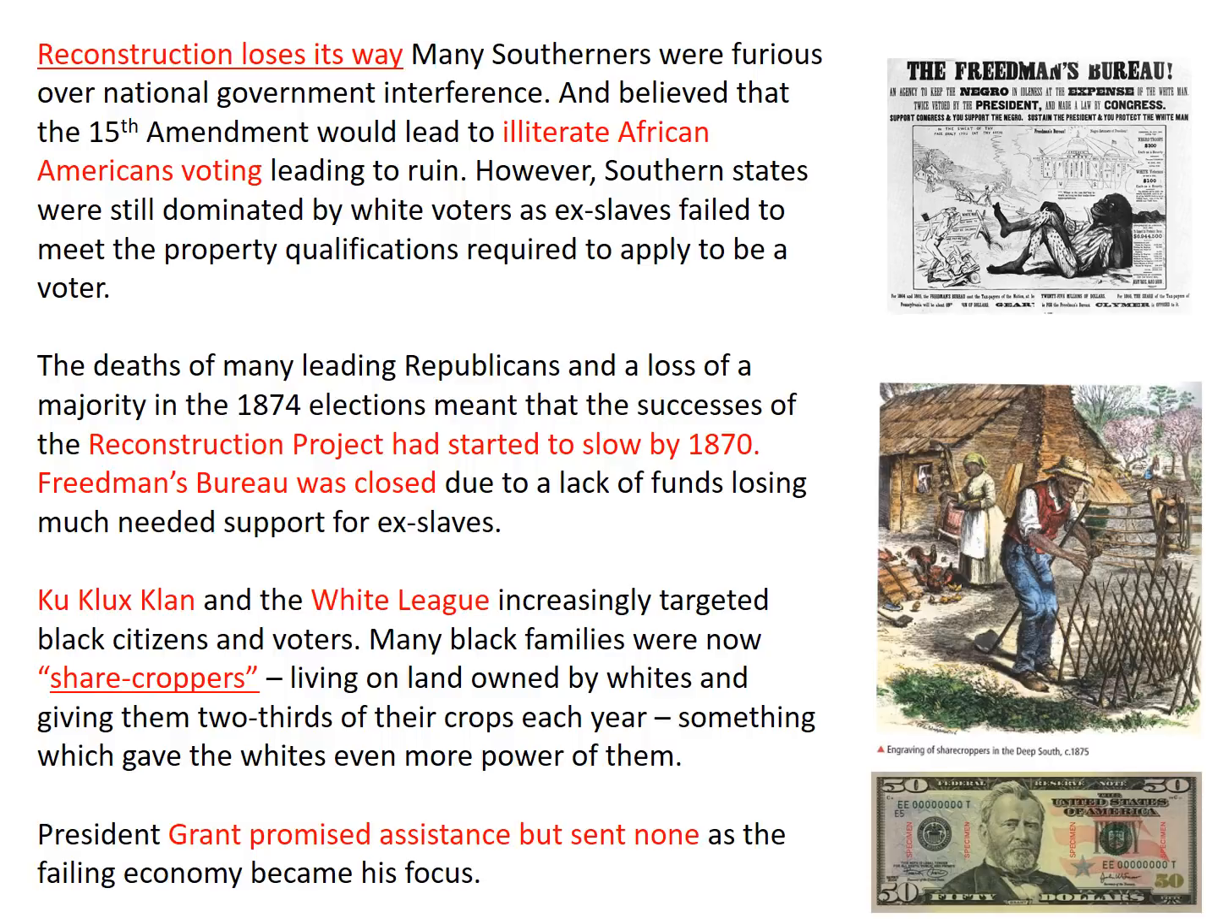Freedmen's Bureau is closed, and sadly we now get the power coming back to groups like the Ku Klux Klan and the White League. And what they do is they target black citizens and voters, and slowly they stop any political power that they had. Many black families are little better than slaves now. They're sharecroppers. They live on land owned by the whites, often the former plantation owners. They have to give them 2/3 of their crops each year, which gives them more power. And basically, they're free, but they're little more than slaves. Ulysses Grant, the great hope, the general who had won, promised assistance but didn't do anything because his focus is on the failing economy.